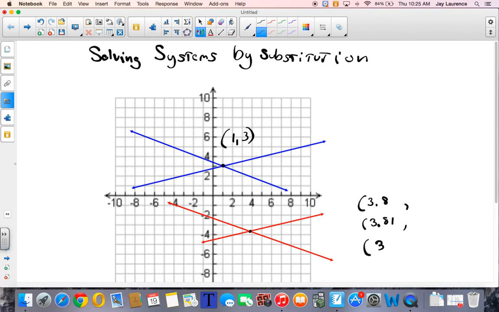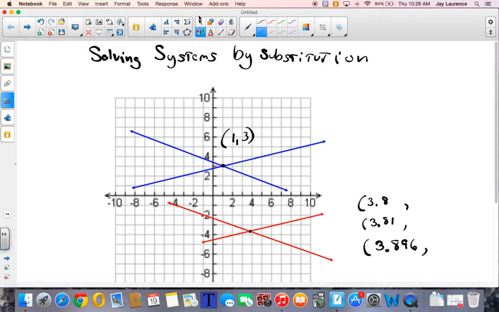Okay, what if those are only the x-coordinates. What if it's actually 3 and 896/1,000ths? That's not really the same as 3 and 8/10. It's actually closer to 3 and 9/10, but it's still not the same. So solving systems by graphing is somewhat limited because it's hard to tell exactly where they cross in many situations.